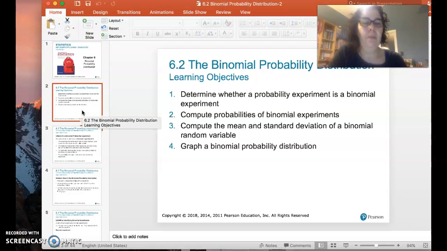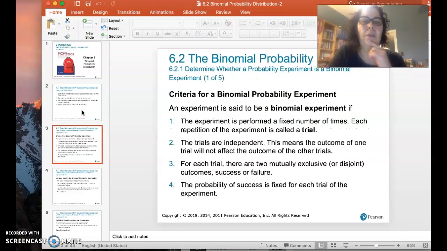And when it happens, we need to verify these 4 steps of the binomial distribution. Fixed number of trials. Trials are independent. For each trial, there will be 2 mutually exclusive outcomes, not intersecting: success or failure. Probability of success must be fixed. So you gotta know this part.